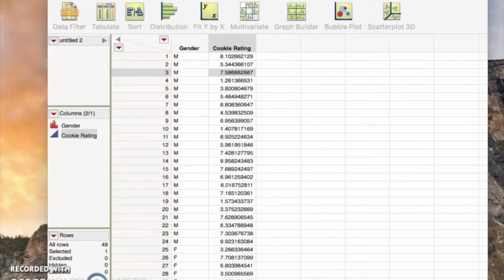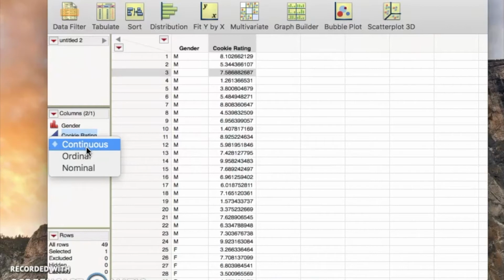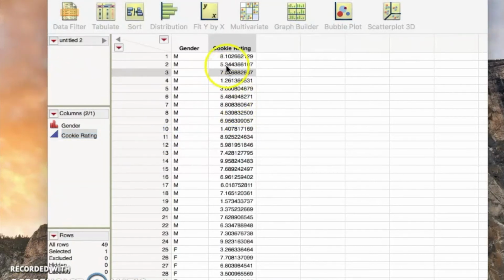For the ANOVA test, our data set represents 25 men and 25 women who rated cookies on a continuous scale from 1 to 10. In this case, it is important to ensure that the cookie ratings is continuous data. Now we will select fit y by x and put the cookie rating as the y-axis and gender as the x.